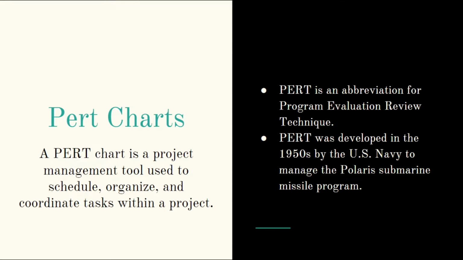A PERT chart is a project management tool used to schedule, organize, and coordinate tasks within a project. PERT is an abbreviation for Program Evaluation Review Technique. It was developed in the 1950s by the U.S. Navy to manage the Polaris submarine missile program.